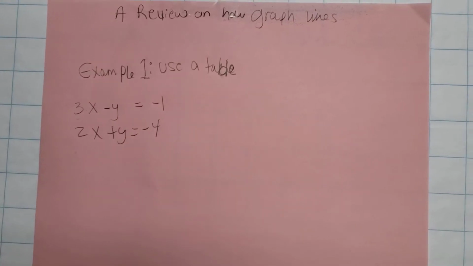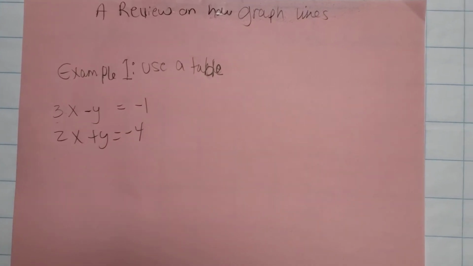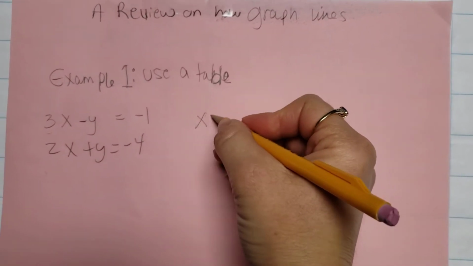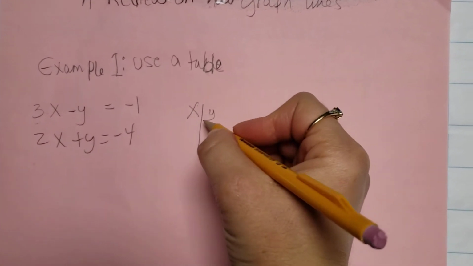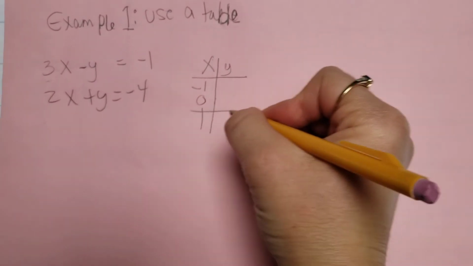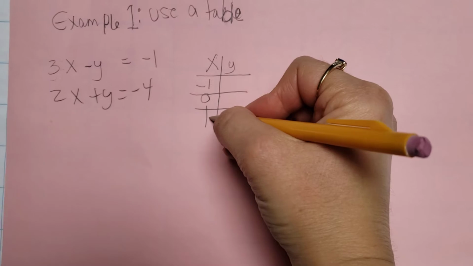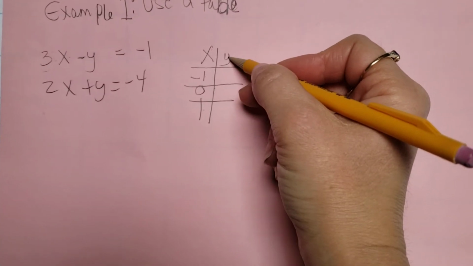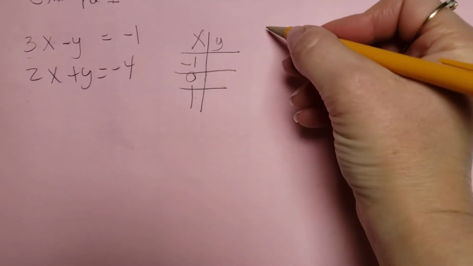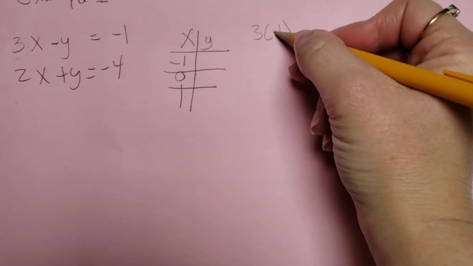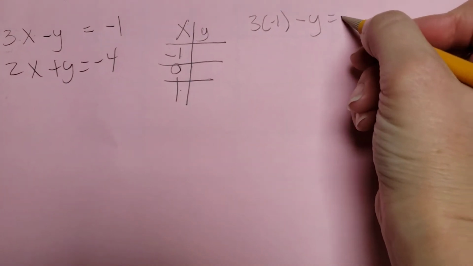Okay, so in order to use a table, you want to pick x values and then solve for y. So you're going to make your table. I'm going to pick -1, 0, and 1 as my x values, and I'm going to plug these in for x, and then I will find what my y value is, and then I can put the points on the graph.